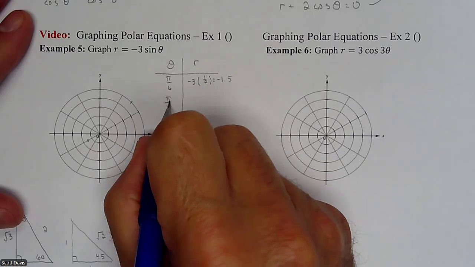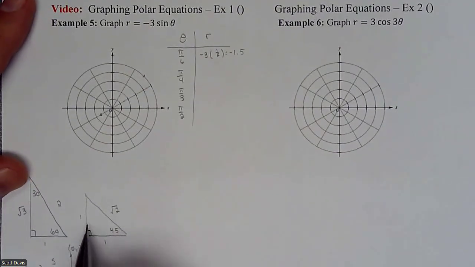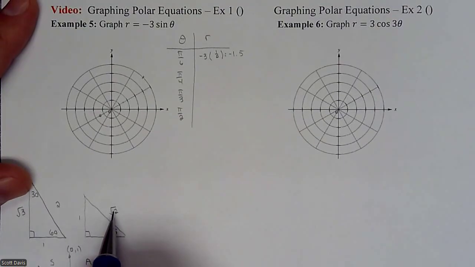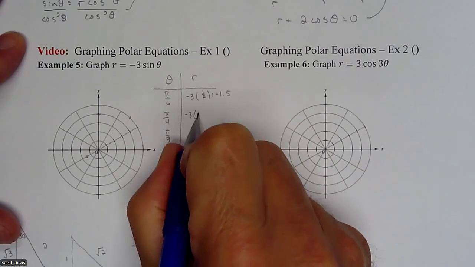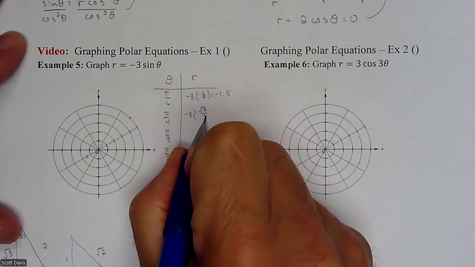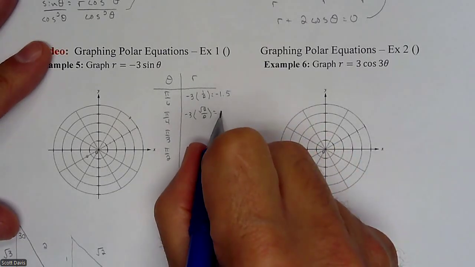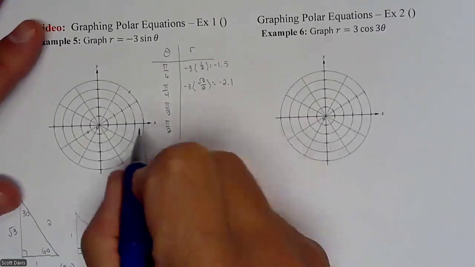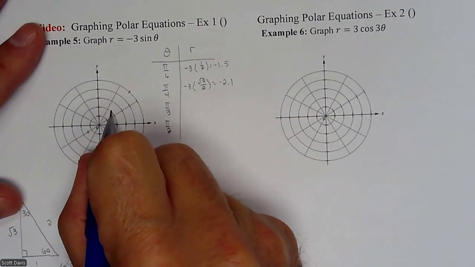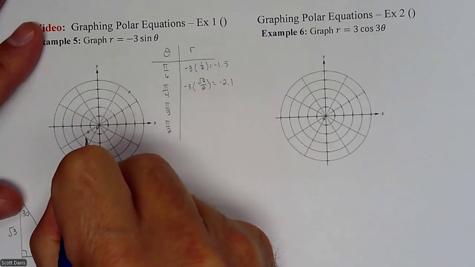Then we'll do pi over 4. Pi over 4 is going to be sine of 45, which is 1 over root 2, or root 2 over 2. So we would take -3 times root 2 over 2. And if we plug that into a calculator to give us a distance, that would get us about -2.1. So same thing. This time at 45, we are just past 2, but we're being reflected over. So it's sitting right there.